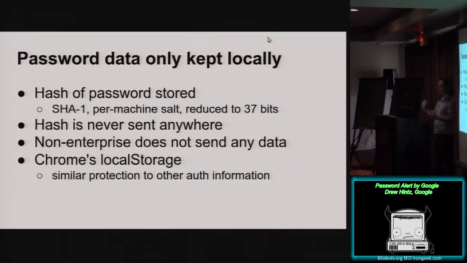And this password hash is stored in Chrome's local storage. The local storage in Chrome is isolated per origin, so other extensions cannot see the hash, and other web pages cannot see the hash, since they have separate origins. This is a similar protection to what you might expect for your authentication cookies that you already use to authenticate to web services.